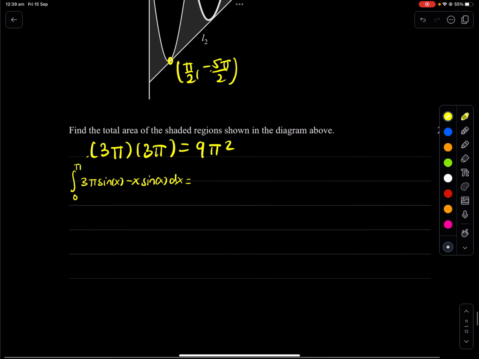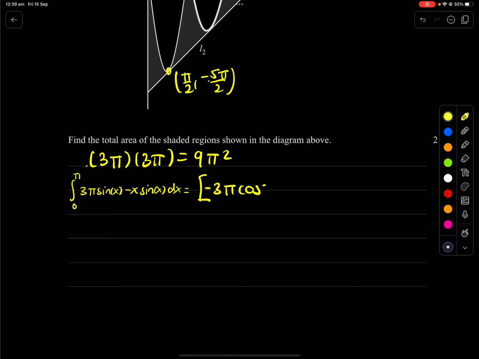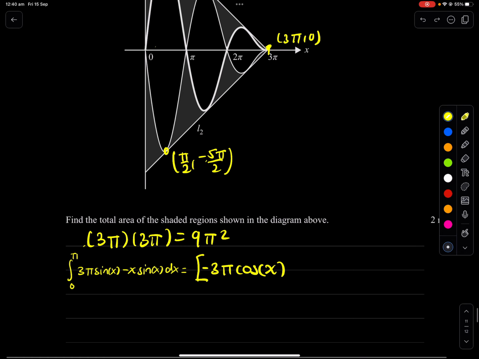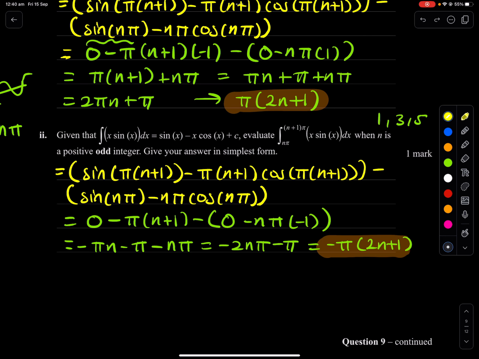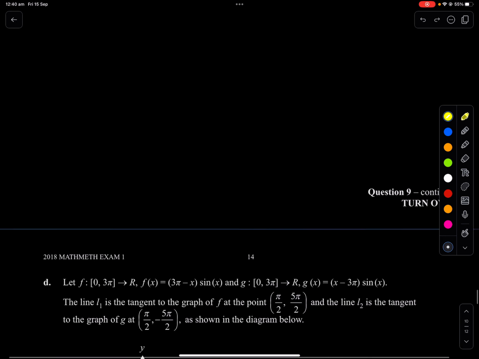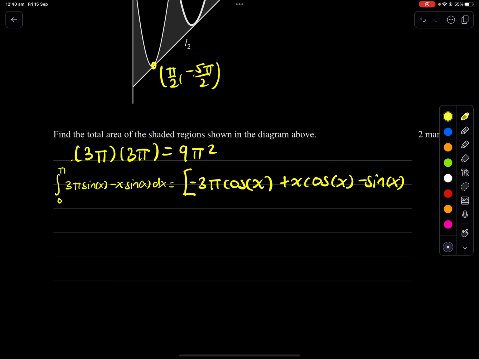So it was 3 pi minus x. Okay, so let's actually just simplify this slowly. This will be negative 3 pi cos x, minus, well, I'm not going to put that minus. So x sine x, what's the integral of x sine x? Let's write x cos x minus sine x. Let's just do it this way. So pi to 0.